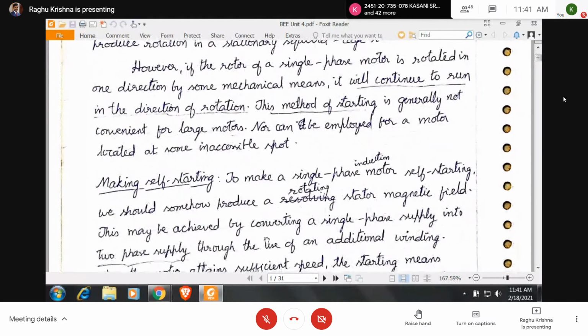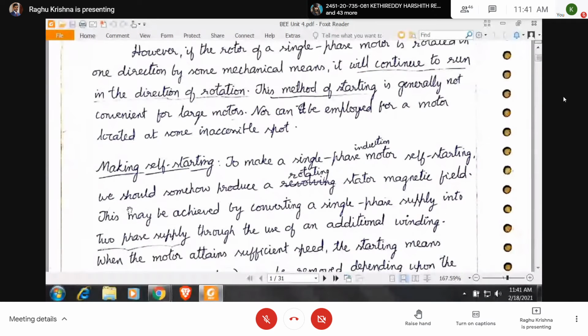So how to make it self-starting? To make a single phase induction motor self-starting, we should somehow produce a rotating stator magnetic field. If you produce a rotating magnetic field, the rotor will rotate automatically. So it becomes self-starting. For the self-starting of the single phase induction motor, we have to produce a rotating stator magnetic field, as in the case of a three-phase induction motor.